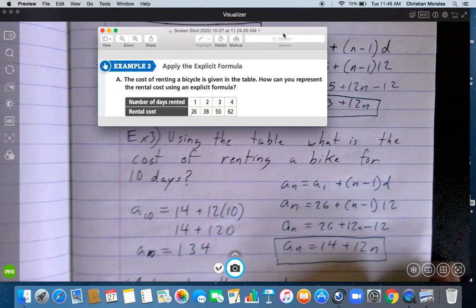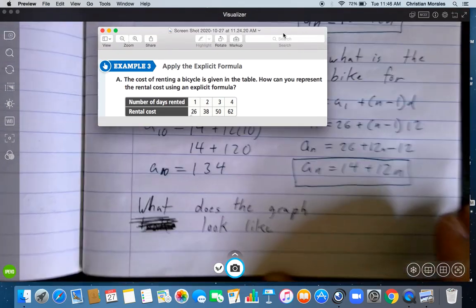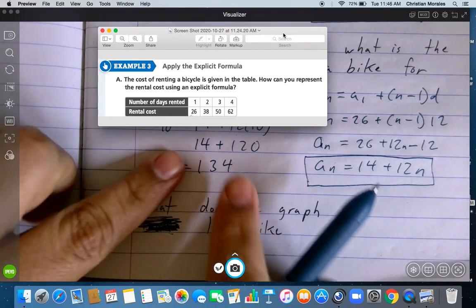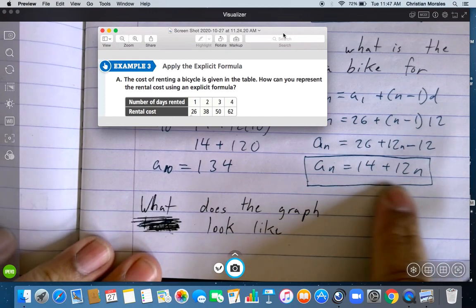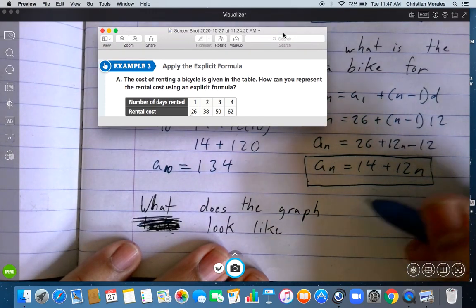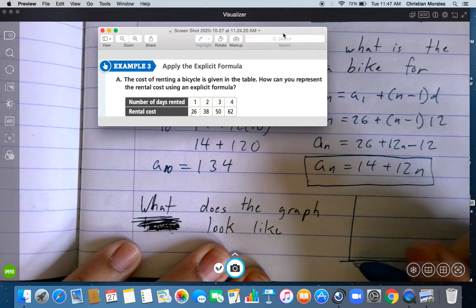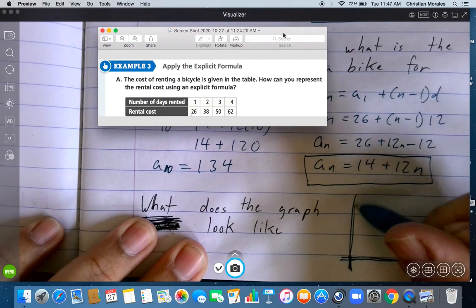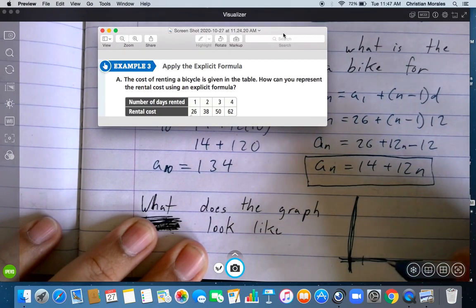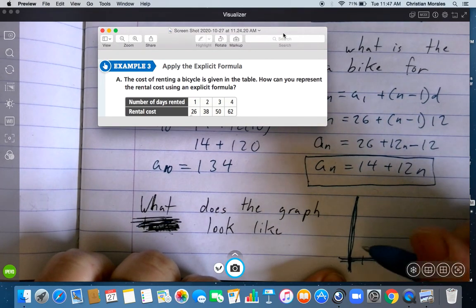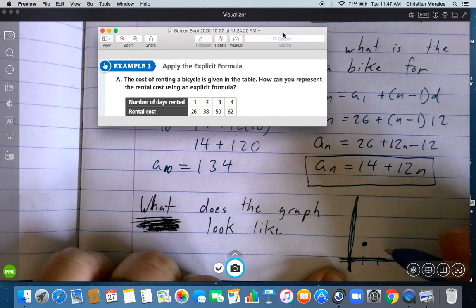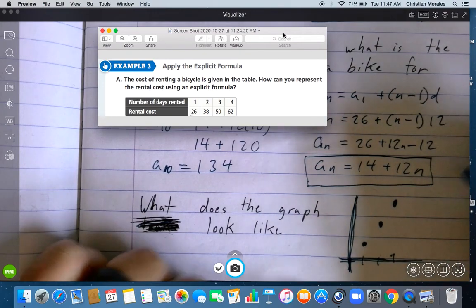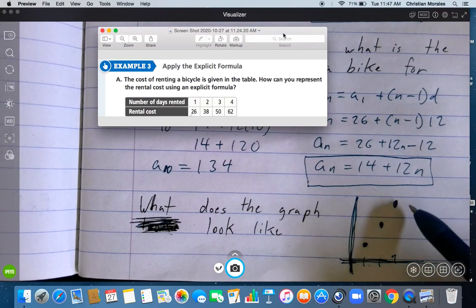Pretty straightforward. Now, if you're going to graph this kind of information, you can think of this as coordinates. So for example, there is no point at 0 because your terms don't start at 0. Your terms start at 1. What is the cost of 1 day? 26. What is the cost of 2 days? 38. What is the cost of 3 days? 50. And what you would see is a set of points that is increasing or decreasing.